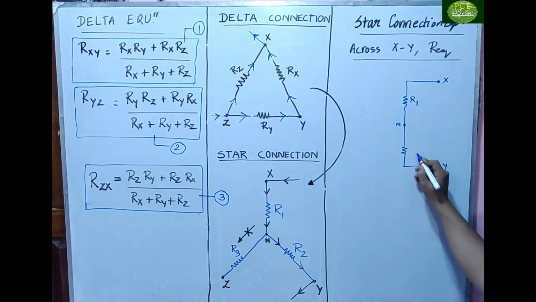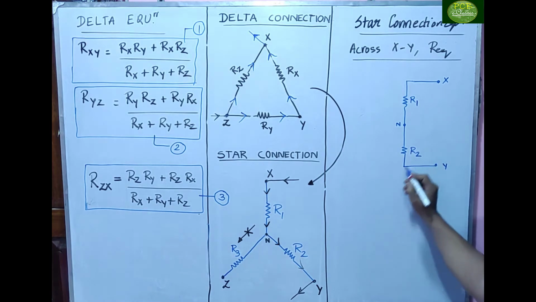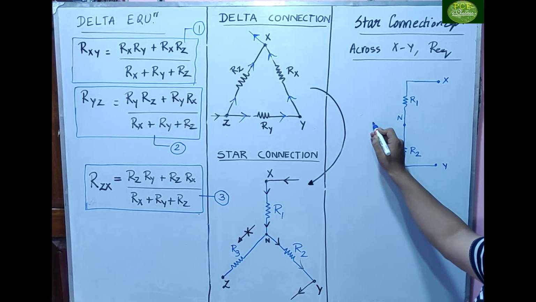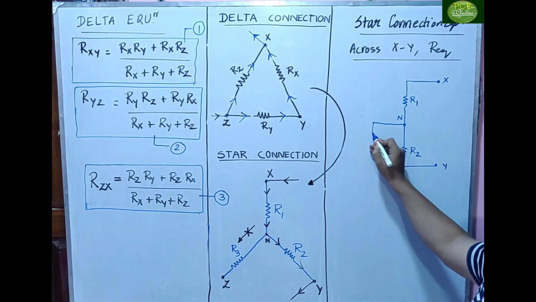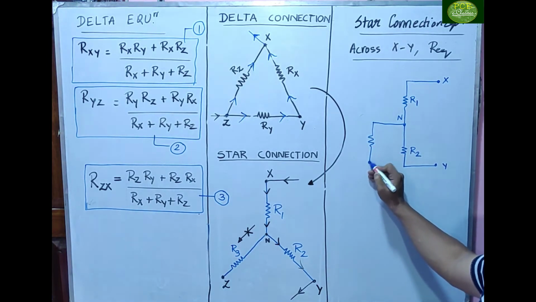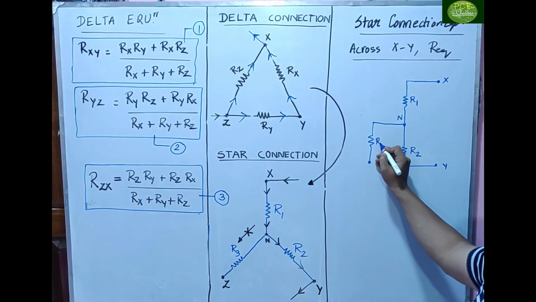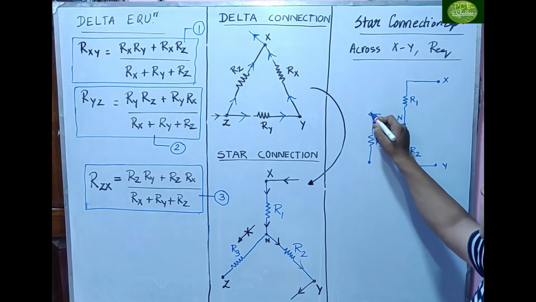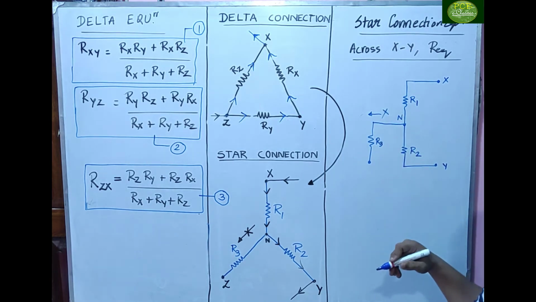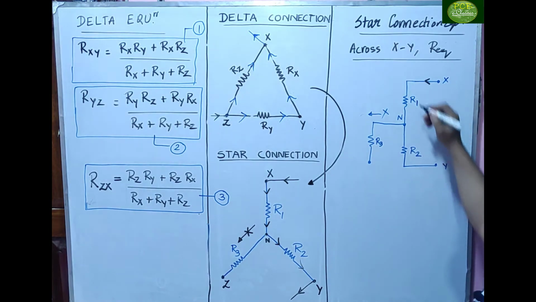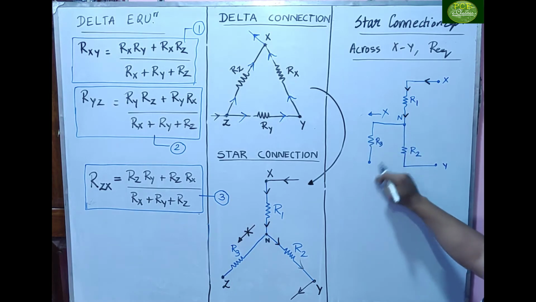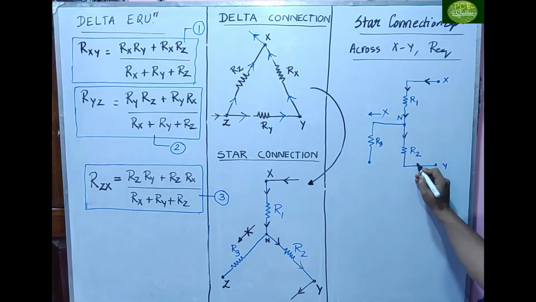What is that? R2. Fine. From neutral, another resistor is there, that is R3. This is an open circuit. Can the current pass this side? No. The current cannot pass this side. That means the current will travel from X, enters in the R1. It will not pass this side because it is the open part. So the same current will be traveling through the R2.